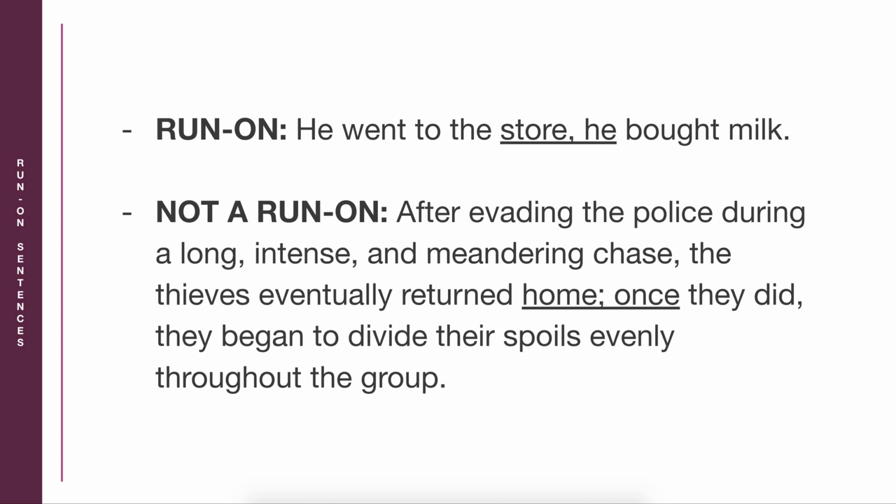Let's read that one together. After evading the police during a long, intense, and meandering chase, the thieves eventually returned home, semicolon. Once they did, they began to divide their spoils evenly throughout the group. Now, this sentence starts with a dependent clause: after evading the police during a long, intense, and meandering chase. Then we have an independent clause: the thieves eventually returned home. And then we have another independent clause: once they did, they began to divide their spoils evenly throughout the group.